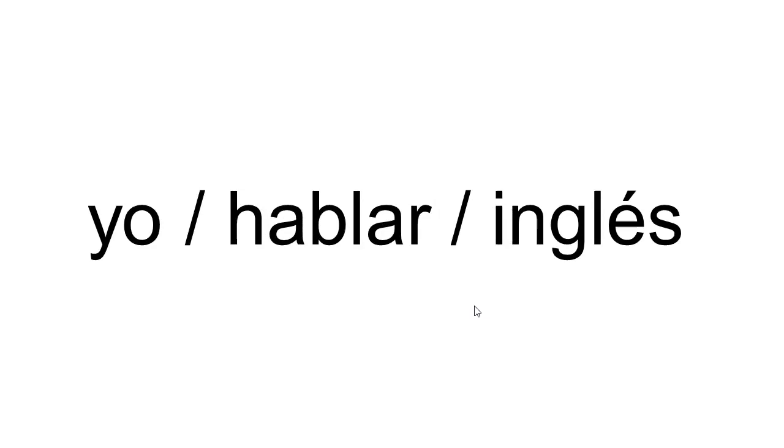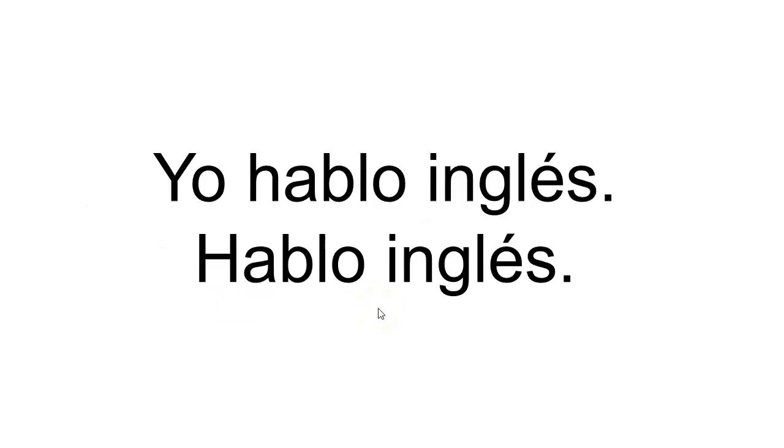Okay, so this is a typical type of exercise you might find in a textbook. You're given a prompt, you're given pieces of information, and you have to put it all together in a grammatically correct sentence. So I have yo, I have the verb hablar, and I have inglés, which is English. So what you want to say here is I speak English. So how do you do that? Well, you just have to conjugate this, put it all together. Yo hablo inglés. The H is silent in hablar, by the way. Yo hablo inglés. I speak English.